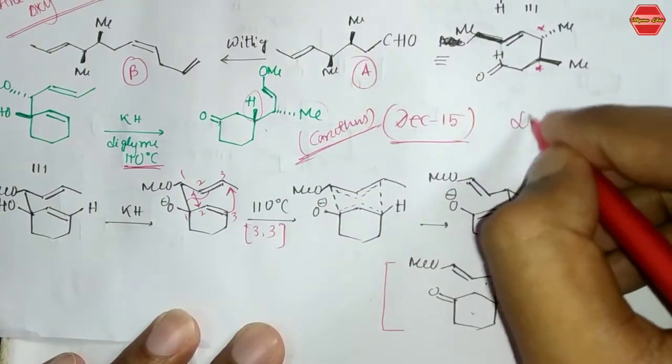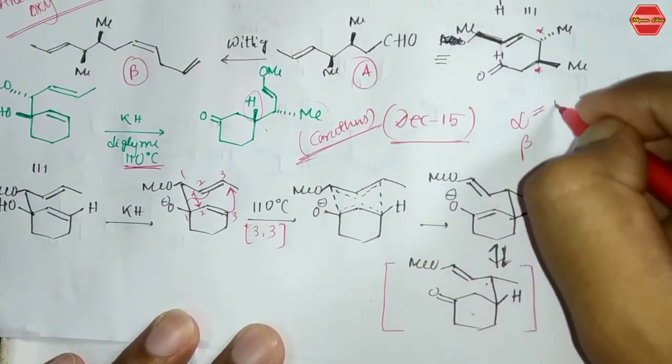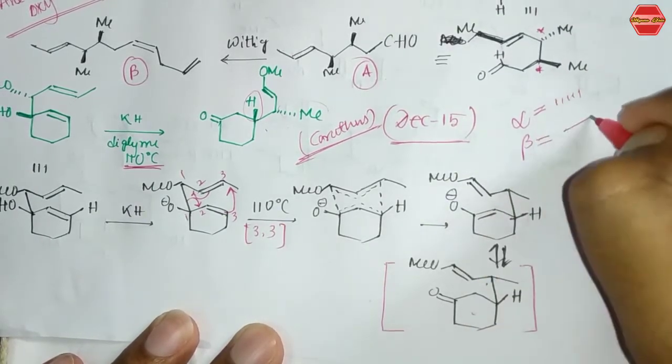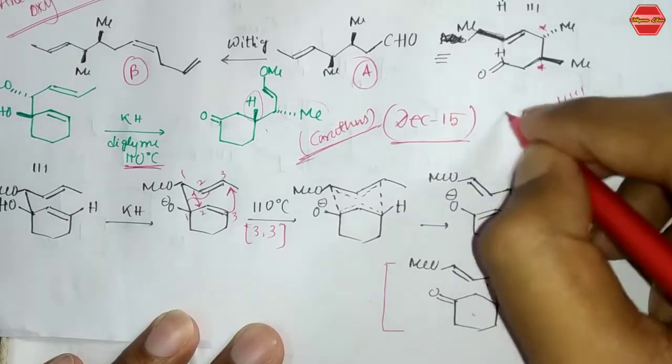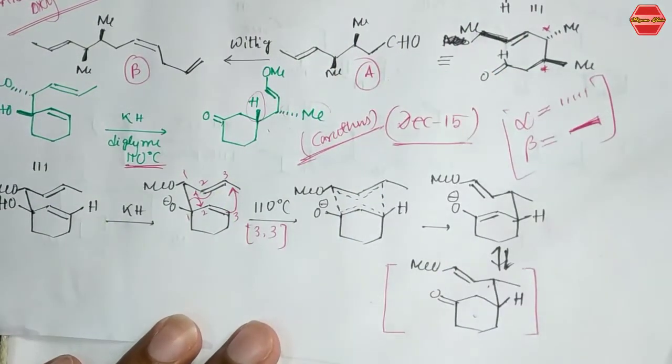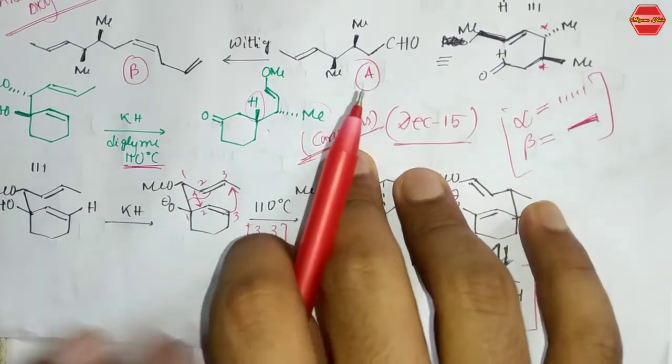Now what is the alpha-beta concept? Alpha is basically the dash form, and beta is basically the wedge form, right? So this is basically the alpha-beta concept, and this is how you can easily predict the answer. This is a question directly from Carruthers.